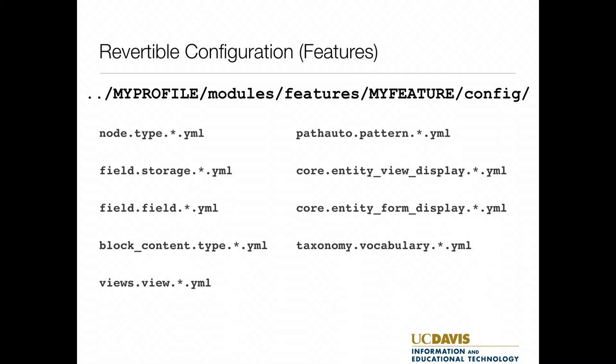So these are the kind of things that we tend to put in features: node types, block types, fields, path auto patterns for that node type. We have a feature called site farm article, and that contains everything that has to do with our article content type. It includes a couple taxonomy vocabularies, the path auto pattern for the article, and some views for the news feed and the blog feed, and we put all that together into a feature. And we have separate features, one for each content type, basically, and one for each block type.